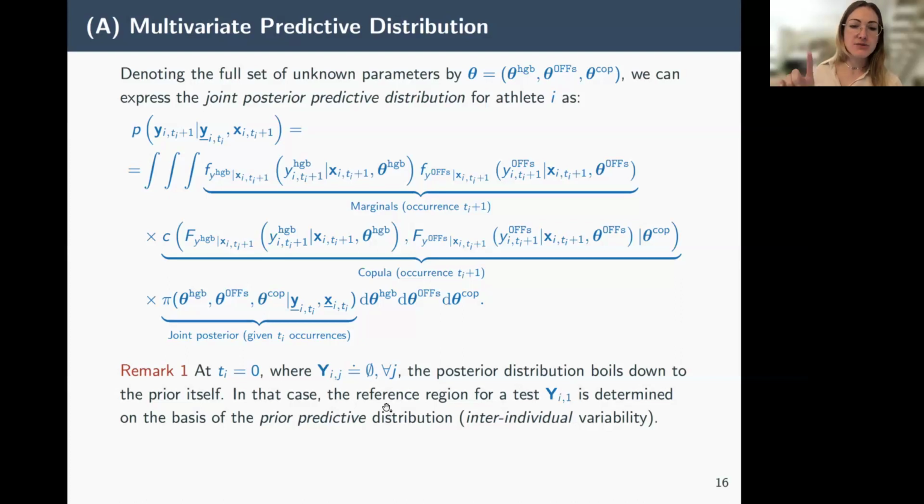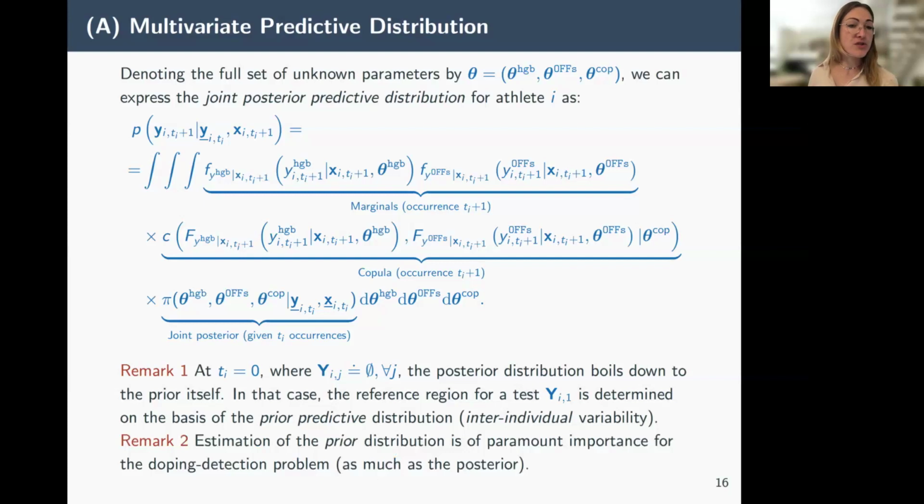And the reference region is determined based on the inter-individual variability, so all the population level variability. But it is very important to also accurately estimate the prior, because otherwise reference ranges are not going to be reliable. And it is as important as the estimation of the posterior distribution. So that's why in this framework, we will follow the same procedure for estimating both the prior and the posterior.